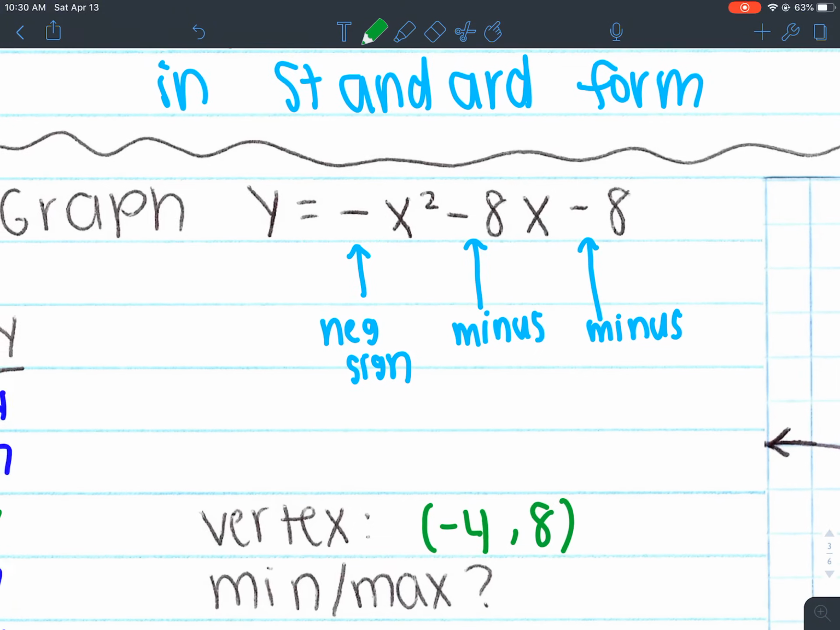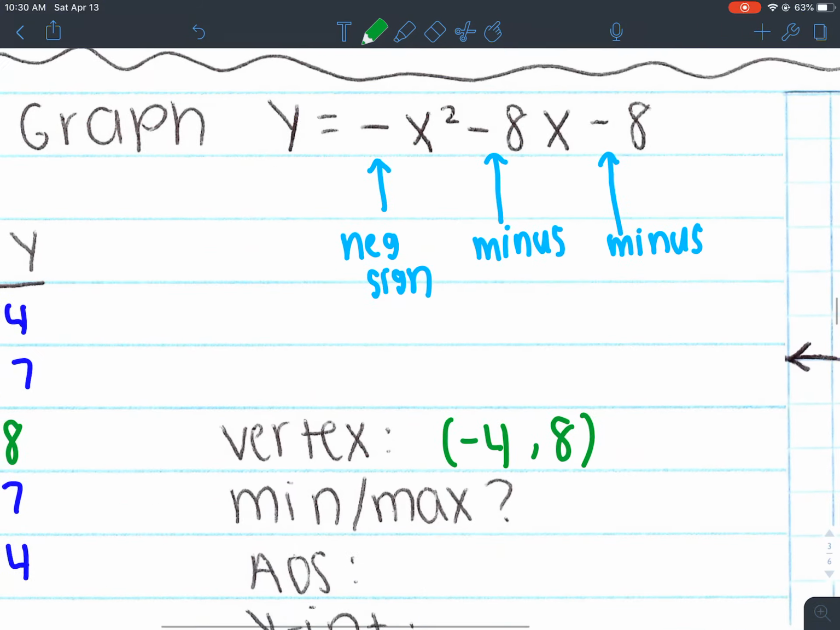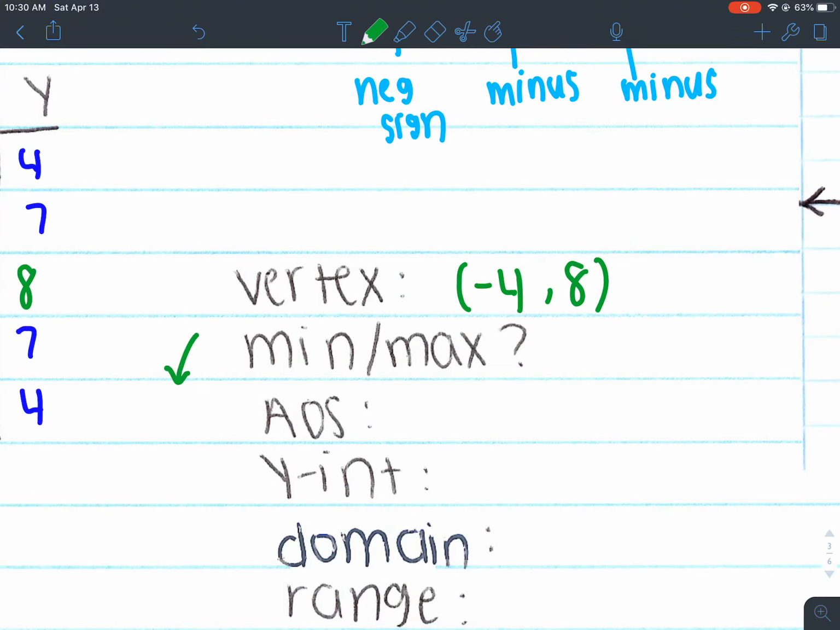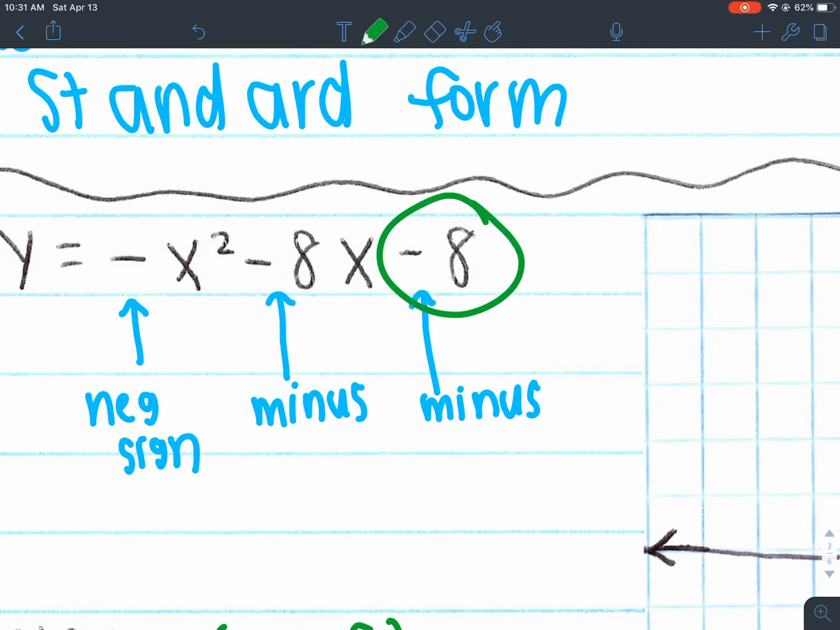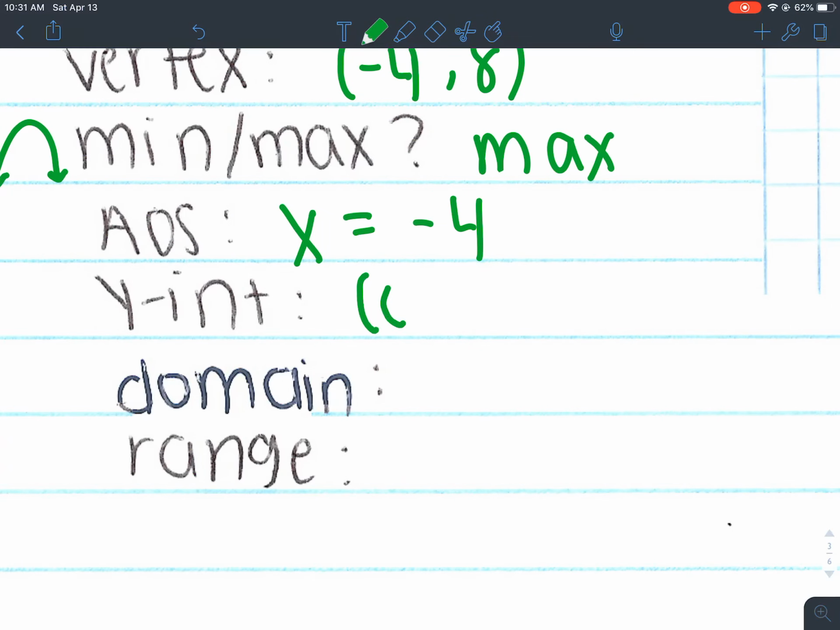Now, is this going to be a min or max? So let's look at our equation here. Was a negative or was a positive? A was negative 1, right? So it's negative, which means it should open down. It should look like this, which means I'll have a maximum. And once we graph that, you'll see the max on there. Axis of symmetry always starts as x equals, and it's whatever our x value for the vertex is, which is negative 4. Our y-intercept is always the c value of our equation, which is negative 8. So your y-intercept will be 0, negative 8.